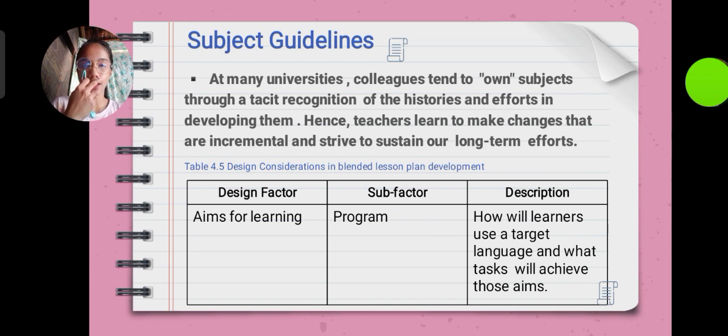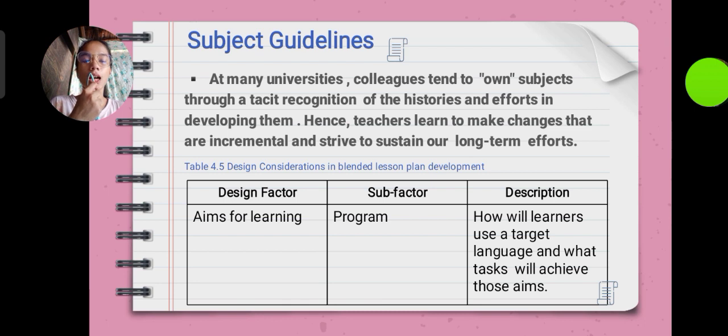So, the next one and the last one is the subject guidelines. So, what is subject guidelines? At many universities, colleagues tend to own subjects through a tacit recognition of the histories and efforts in developing them. Hence, teachers learn to make changes that are incremental and strive to sustain our long-term efforts.